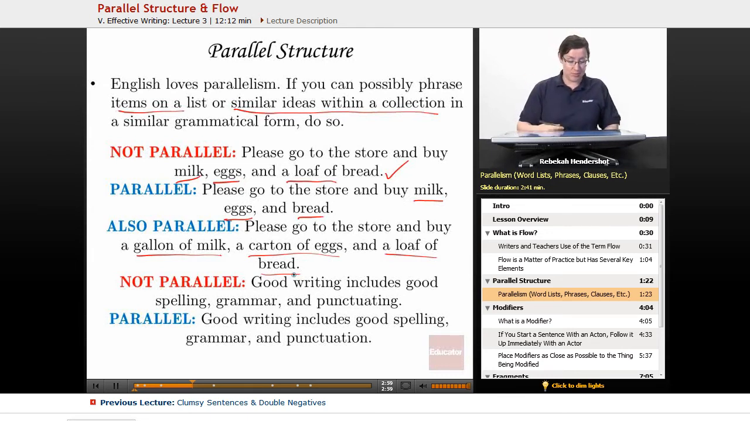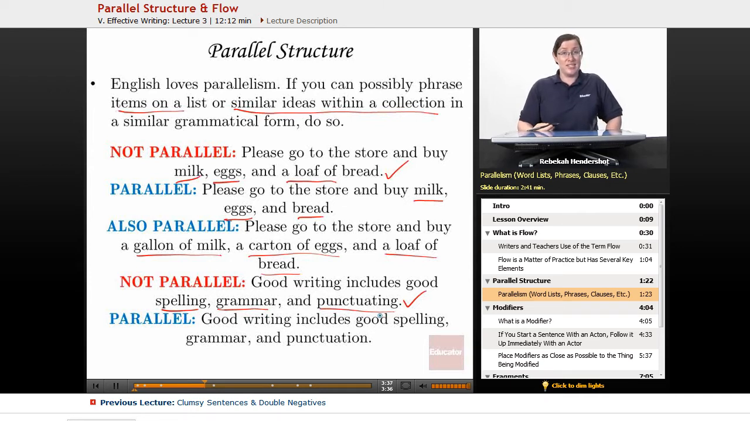Let's look at another example. It's not parallel to say, good writing includes good spelling, grammar, and punctuating. Why is this wrong? Well, quite simply because if you are talking about the concepts, you're using them like nouns. Spelling, even though it ends with ing, is also a name for an academic subject and the practice of spelling words correctly. It's a gerund, which is a verb ending in ing that gets used like a noun. Grammar is a noun. Punctuating, unfortunately, is not a gerund. If we want to talk about the practice of using punctuation marks correctly, we say punctuation.